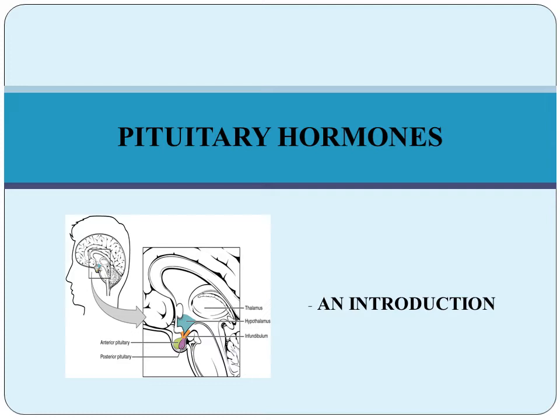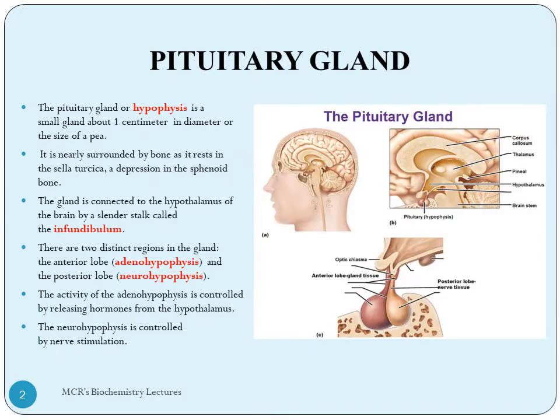Let us get introduced to the pituitary hormones in this video. So before learning about the pituitary hormones, let us know about the pituitary gland. The pituitary gland or hypophysis is a small gland about 1 centimeter in diameter or the size of a pea. It plays a major role in regulating the vital body functions and the general well-being. It is referred to as the body's master gland because it controls the activity of most other hormone secreting glands.